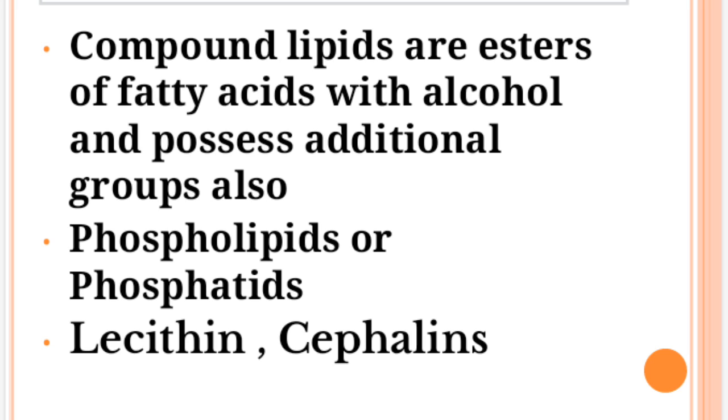Compound lipids are esters of fatty acids with alcohol and possess additional groups also. An example is phospholipids or phosphatids, which are the compounds containing fatty acids and glycerol in addition to a phosphoric acid, nitrogen bases, and other substituents. Lecithin and cephalins are compound lipids in which a glycerol group forms an ester linkage with the phosphoric acid.